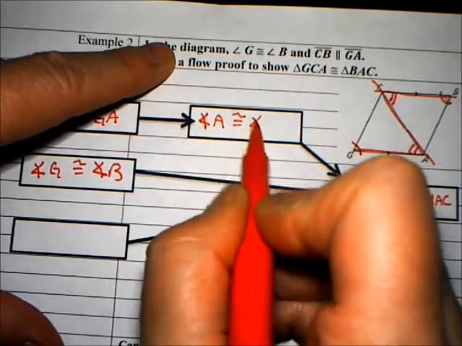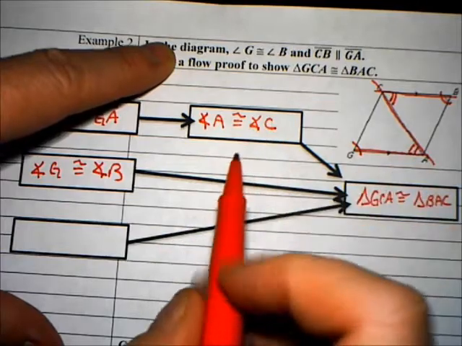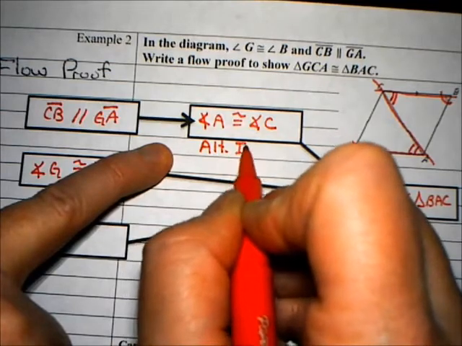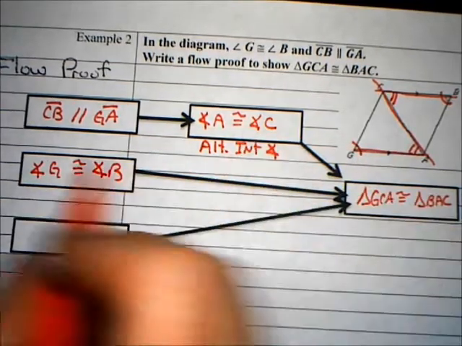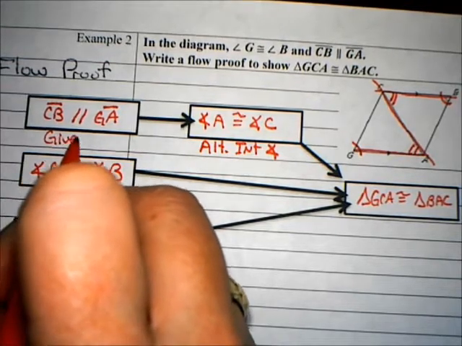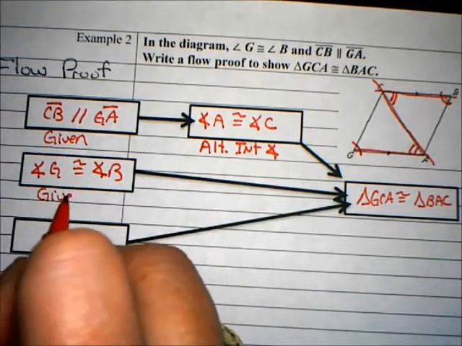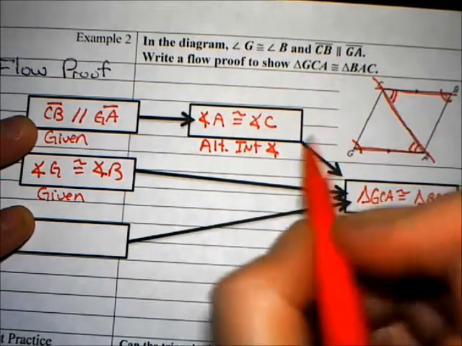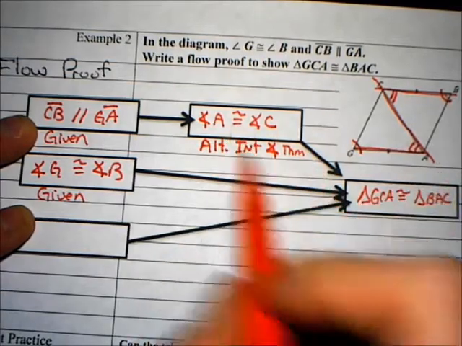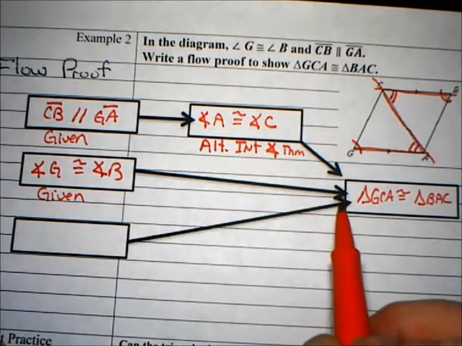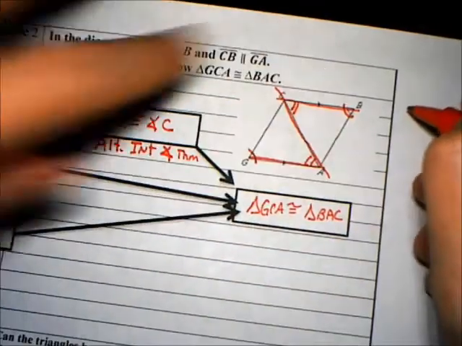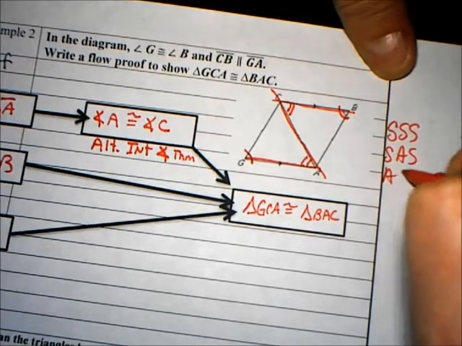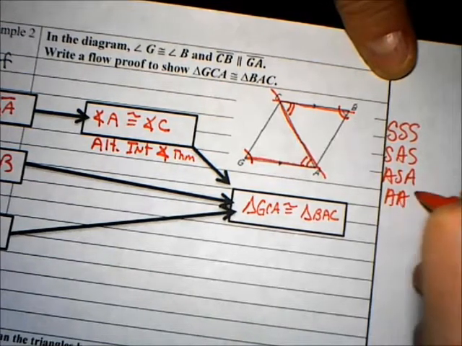Angle A is congruent to angle C, and the reason is that these are alternate interior angles. And I didn't put it over here, but these are the givens, so I have to write it right below so that I know that's the reason for those particular items, that these two are given. These are alternate interior angles, and that's actually a theorem. And then that gives me an angle, and there's an angle, and for my options so far, I had side side side, side angle side, angle side angle, and angle angle side.